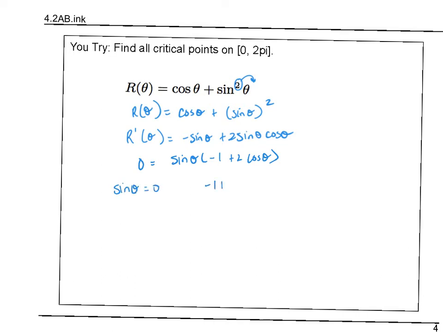So when is sine 0? And when is cosine a half? So thinking about your unit circle, sine is your y-coordinate, right? So it is 0 when theta is equal to 0, pi, 2 pi. When is cosine a half? That's going to occur at pi over 3 and 5 pi over 3.